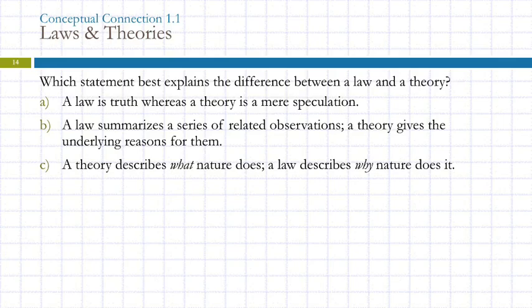B. So letter C has it exactly backwards, right? Theory describes why, and law describes what. And there is no truth in science, and theories are not mere speculations. So the answer is B.